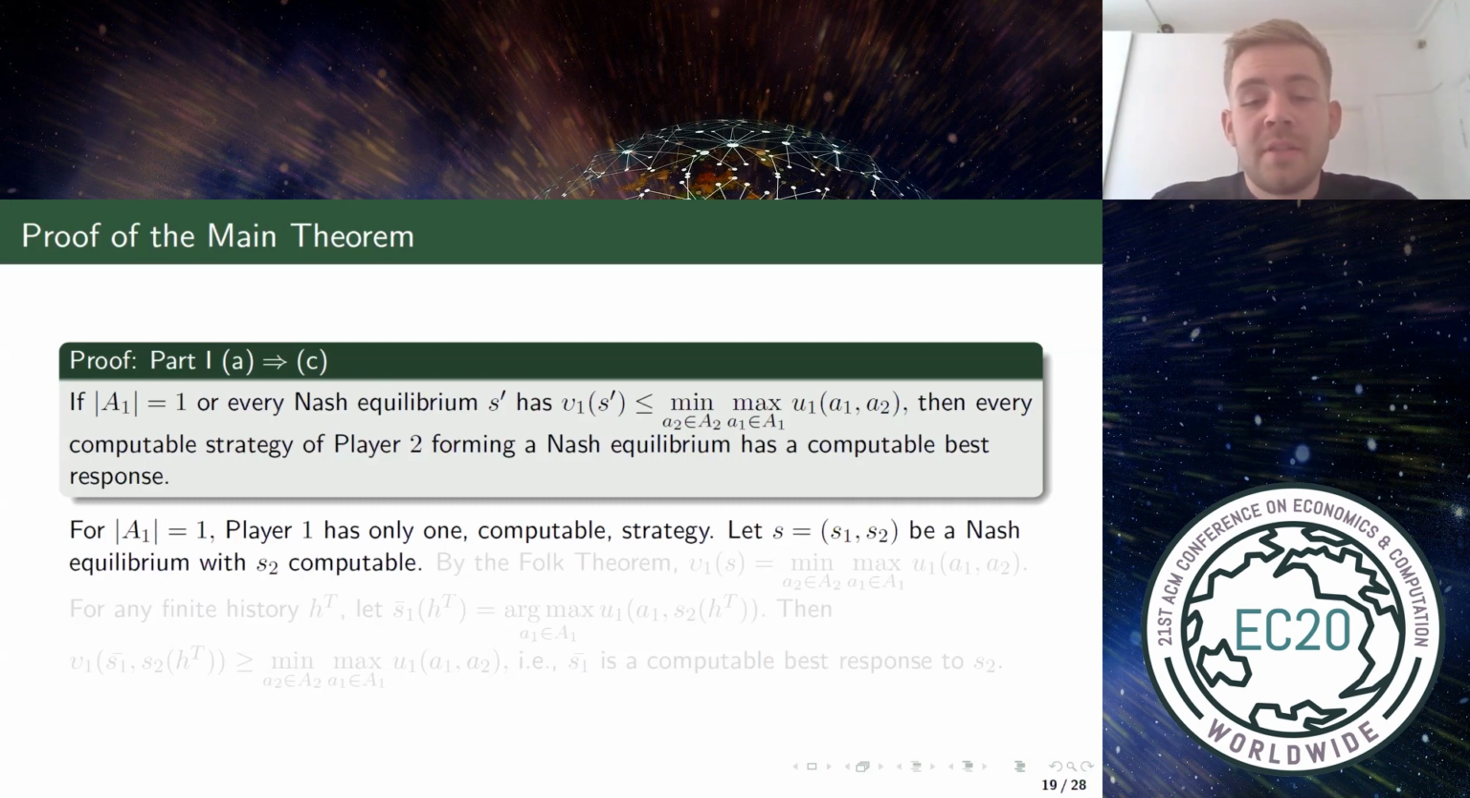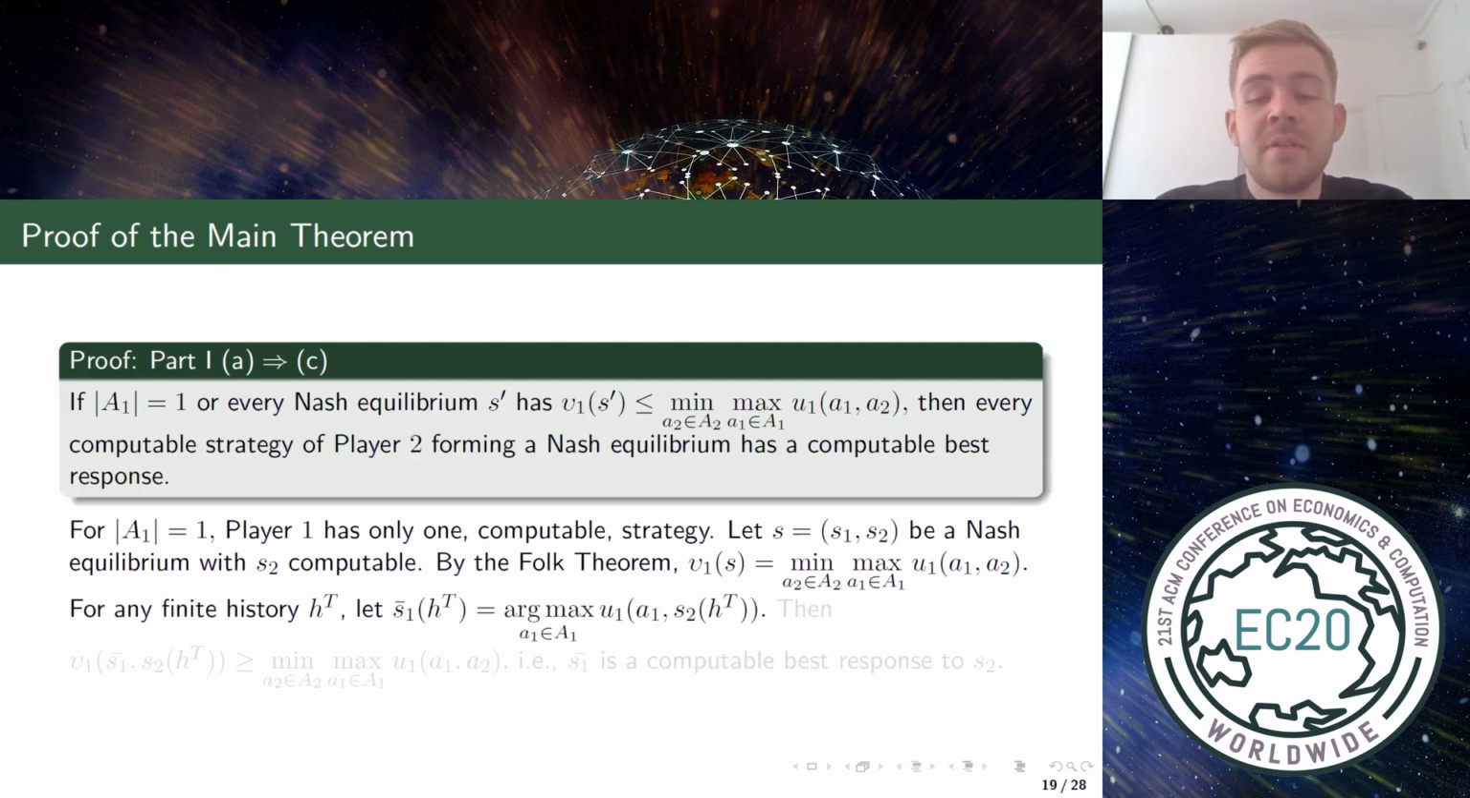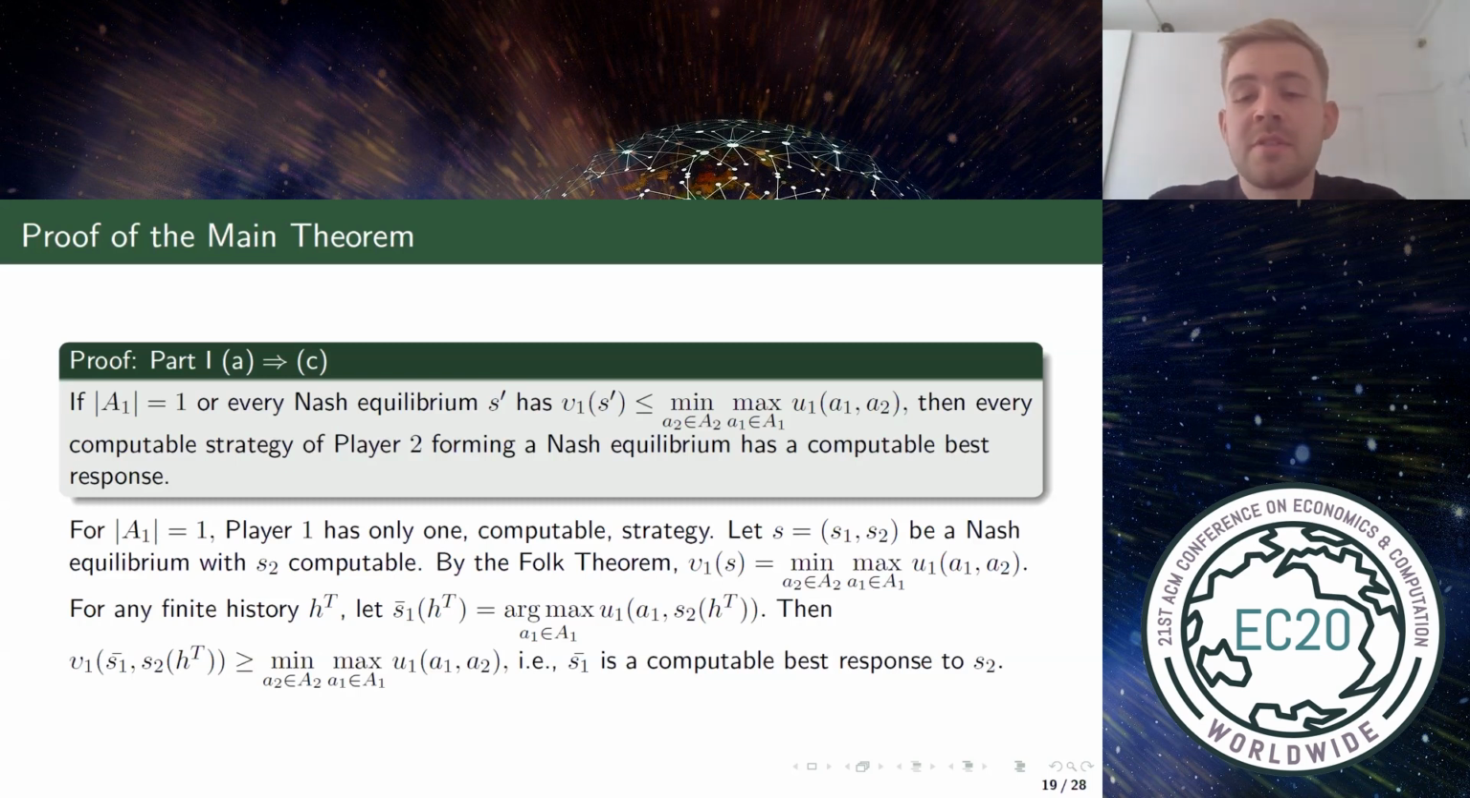Now, let S be any Nash equilibrium of the infinitely repeated game. By our assumption and the Folk theorem, player 1 earns exactly his min-max payoff. Now we use the same trick as before. In each stage, S1 bar computes the next action of player 2 and plays the action maximizing player 1's payoff in the current stage, which is always at least his min-max payoff. But because S1 is the best response to S2 and S1 bar earns as much as S1, S1 bar is also a best response to S2 and is clearly computable.